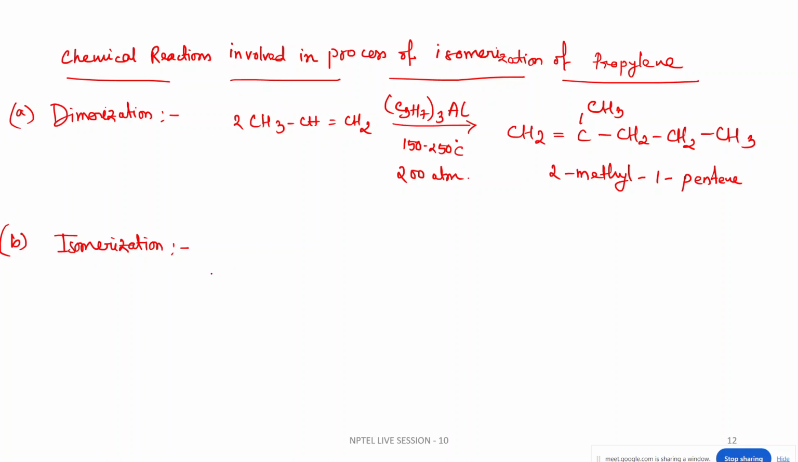And in this process, that product, which is 2-methyl 1-pentene, is further isomerized to produce an isomer.